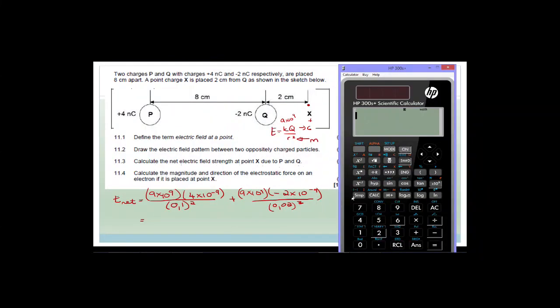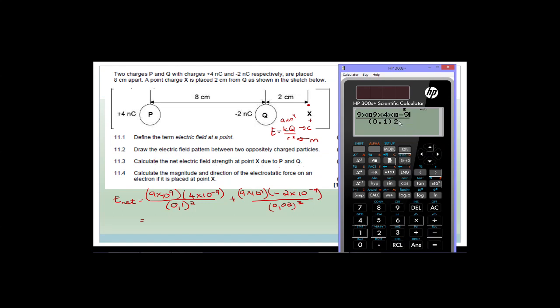So we'll do the first bit first. So it goes in fraction, 9 exponent 9 multiplied by 4 exponent negative 9 all over bracket 0.1 bracket squared, equals... ooh, syntax error. Let's try again.